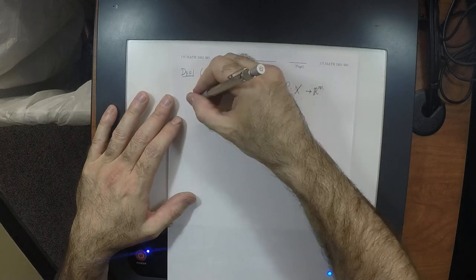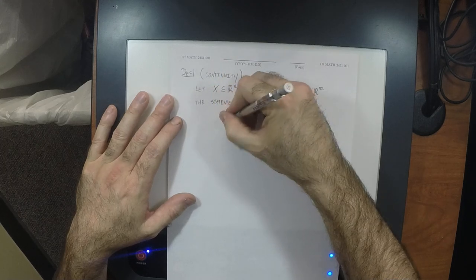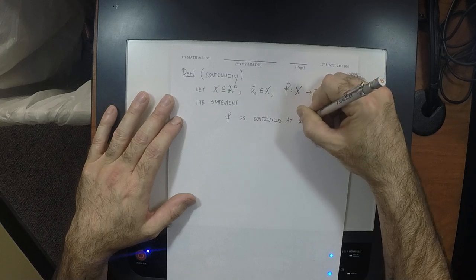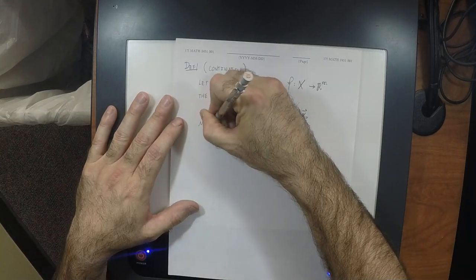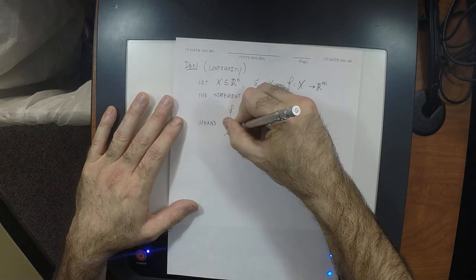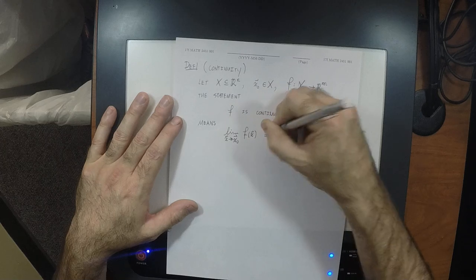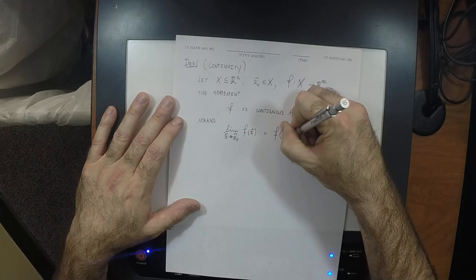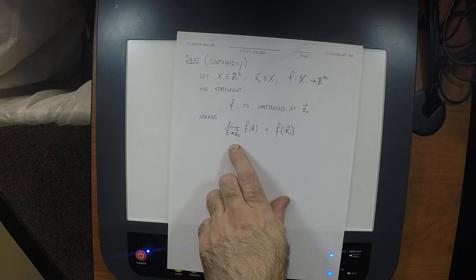So the statement, f is continuous at that point, means that the limit as x goes to x naught of f of x is f of x naught. So continuity means that computing the limit of a function at a point is the same thing as evaluating at that point.